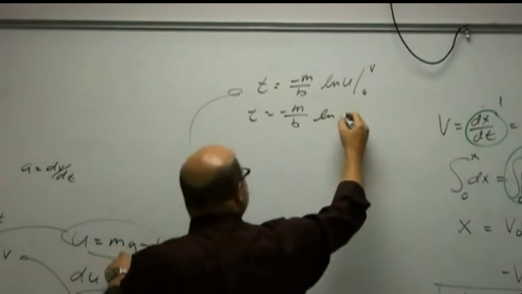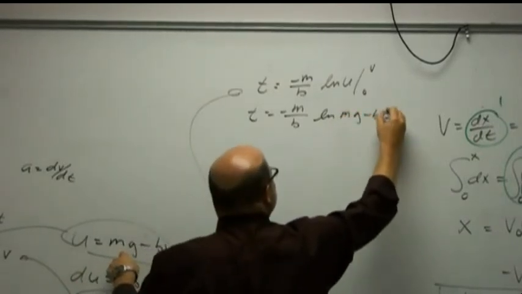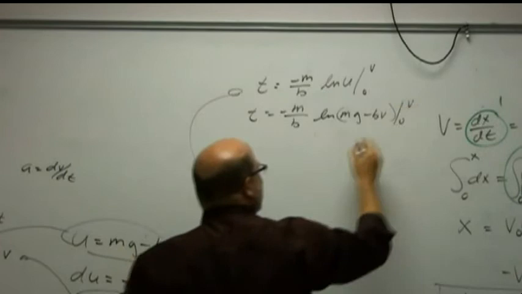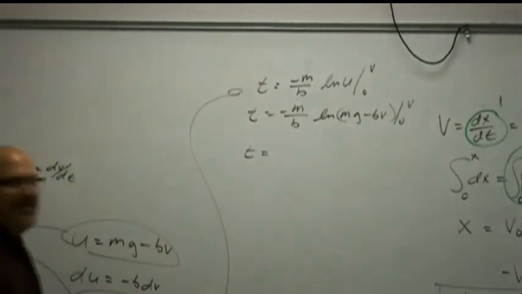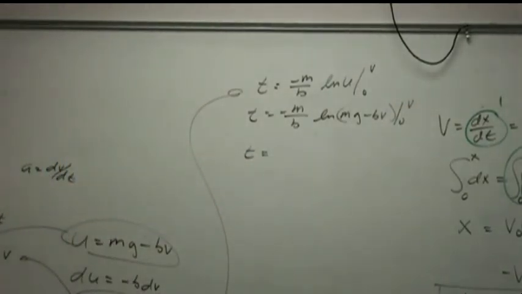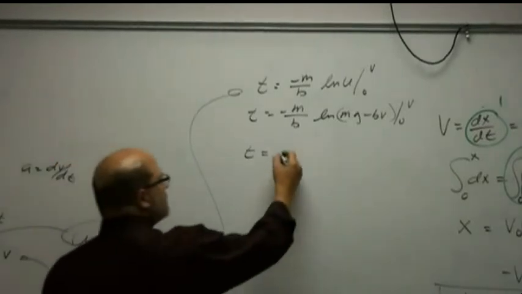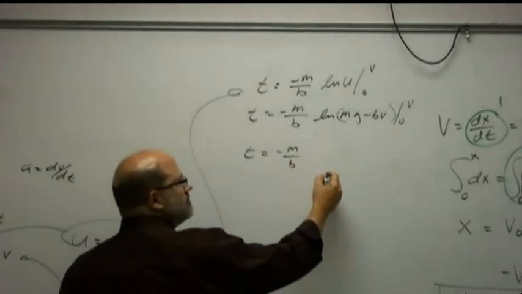U is mg minus bv from 0 to v. In this case, you would need the absolute values on the ln, yes, you would keep that, because you have the minus in there. Don't worry, it's not going to end up being negative. So we don't really have to worry about that here, ever. So what does this become?